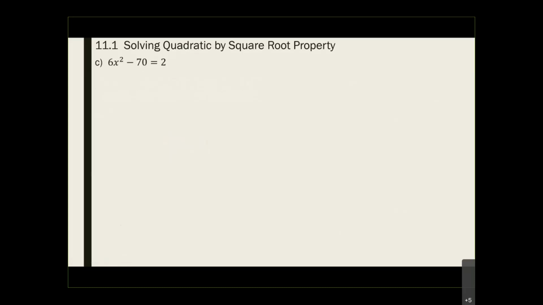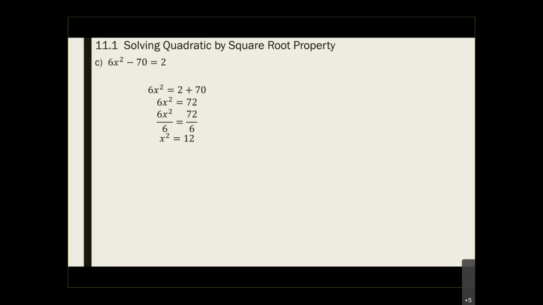Okay. So let's take a look at this item here. If you remember what we did, the first thing you need to do, in order for you to take a square root, is get your x squared by itself. In this case, the first thing we need to do is add the 70 to the other side, right? And then I need to divide by 6 because my x squared is not by itself. So I divide by 6 on both sides, and everybody see that this is what I have, x squared equal to 12, right? And again, x squared is by itself.